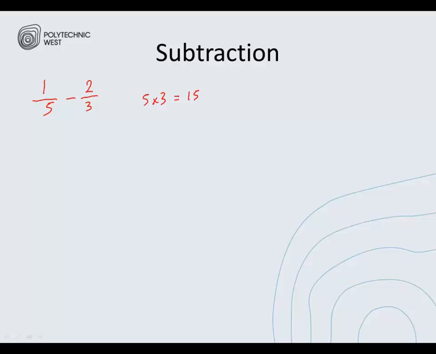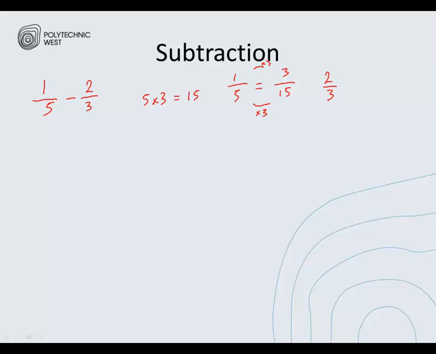And then we say 1 over 5 is something over 15. To go from 5 to 15, we multiply by 3. So we multiply the top one by 3. 1 over 5 is 3 over 15. And then we'll look at the other one.